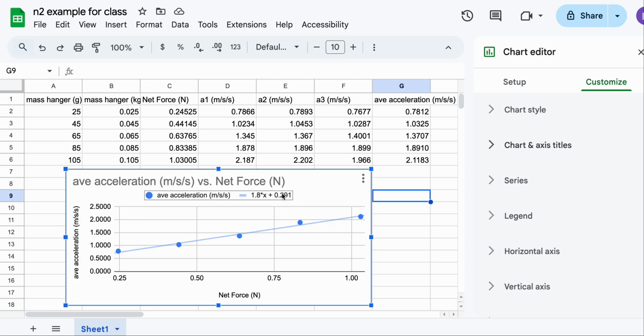And again, if you've got a y-intercept that ends in e negative something, that means it's very, very close to 0, and you can claim that y-intercept is 0. I hope that helps.